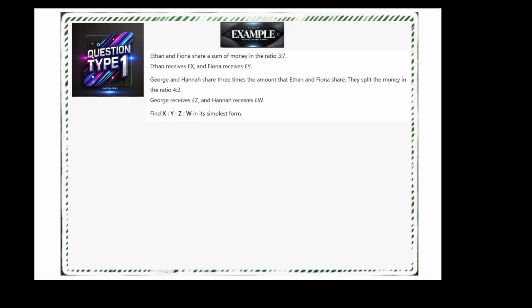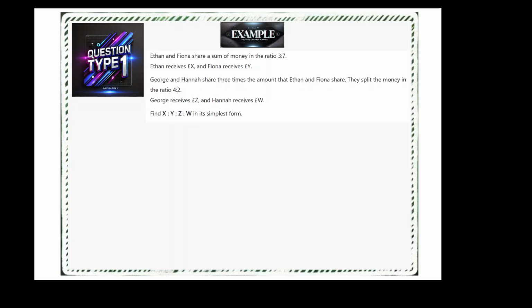Today we are going to start with this very first question type, and here's an example. This is a very popular exam style question, and I'm going to talk you through this first example. So you just need to watch this one and understand how it is done. Then I'm going to give you two questions for you to try independently, and I will also show you my working out so that you can check your answers.